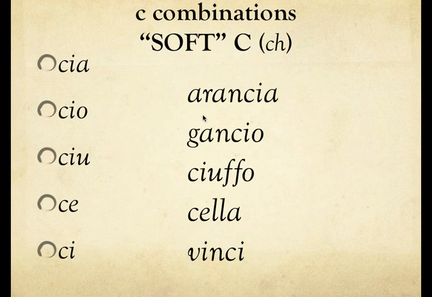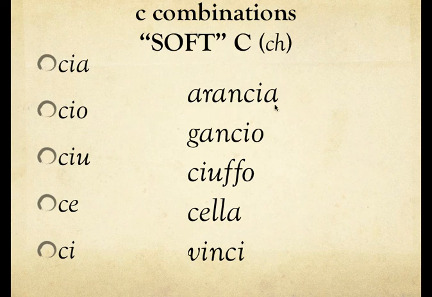Now let's practice some of the words that have these combinations in them. Arancia, gancio, ciuffo, cella, vinci. Now we'll pronounce them again, giving an English equivalent.